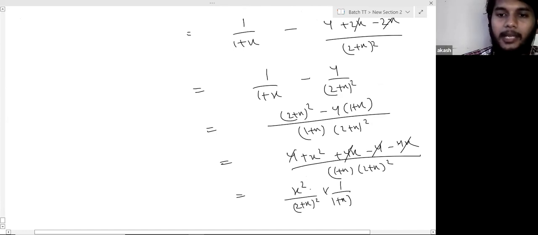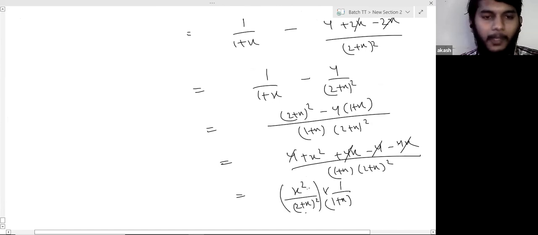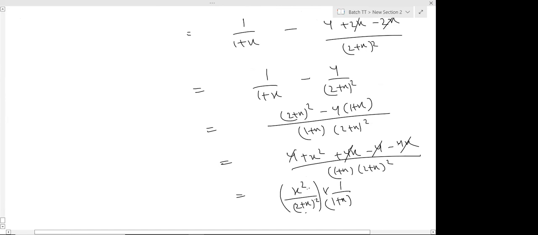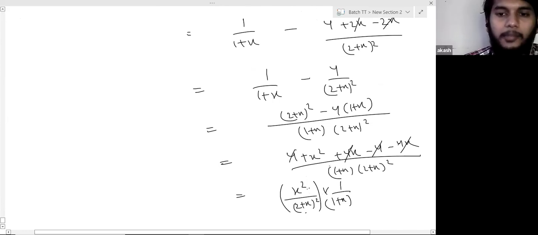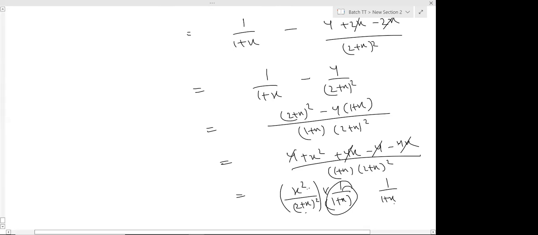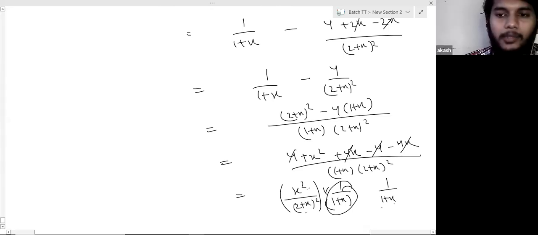Now you can see x square upon 2 plus x whole square is always positive, right? Ryan, Zell, this thing is clear? Right, sir. x square upon 2 plus x whole square is always positive. Square of any number is always positive. In this quantity, 1 upon 1 plus x, they have given that x is more than minus 1. So this also cannot ever be negative.